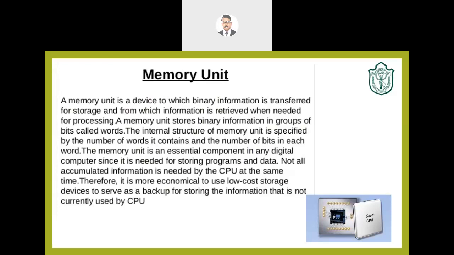Not all accumulated information is needed by the CPU at the same time. Therefore, it is more economical to use low-cost storage devices to serve as a backup for storing the information that is not currently used by the CPU. The crux of this write-up is that the CPU interacts with the primary memory, and the primary memory interacts with the RAM.